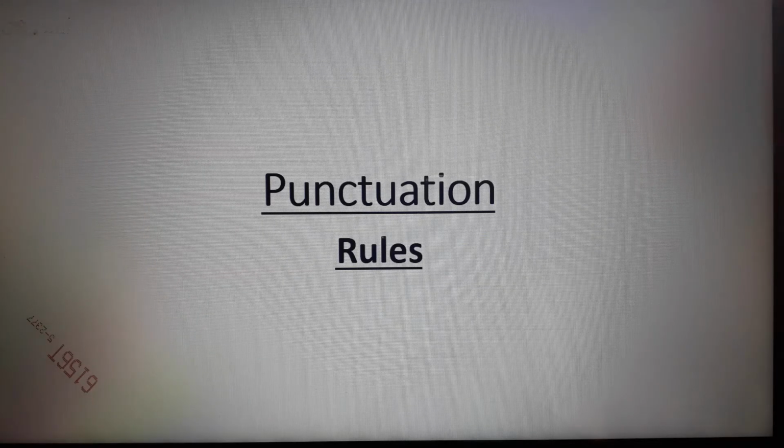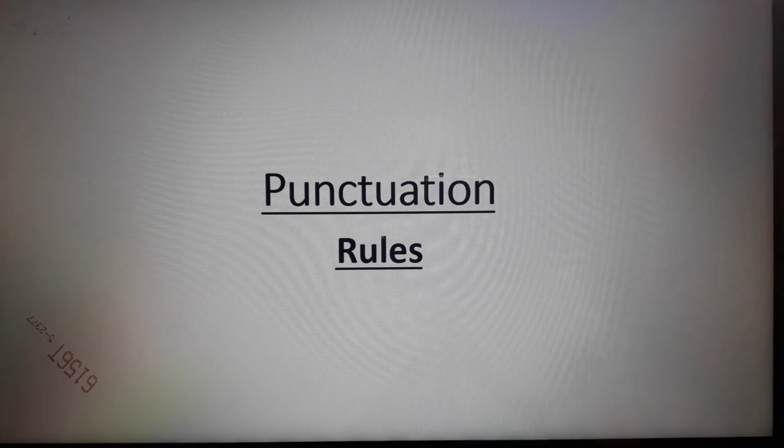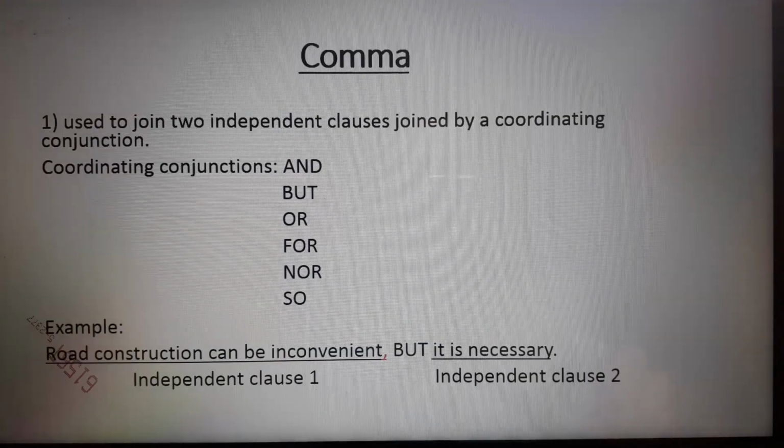Hello, my dear students. Today we're going to speak about punctuation rules. Let's begin with the comma. There are several uses for a comma.